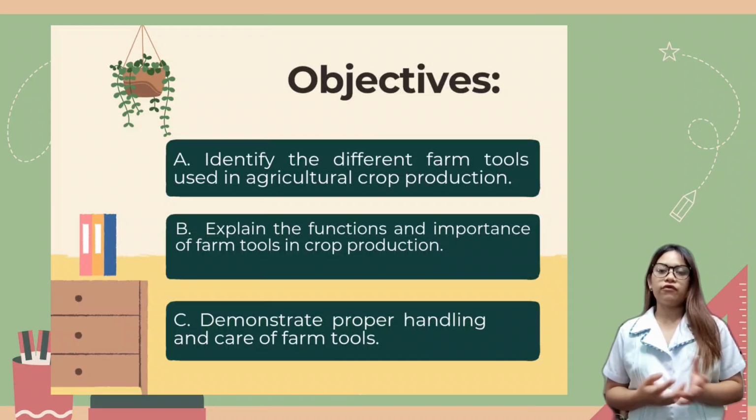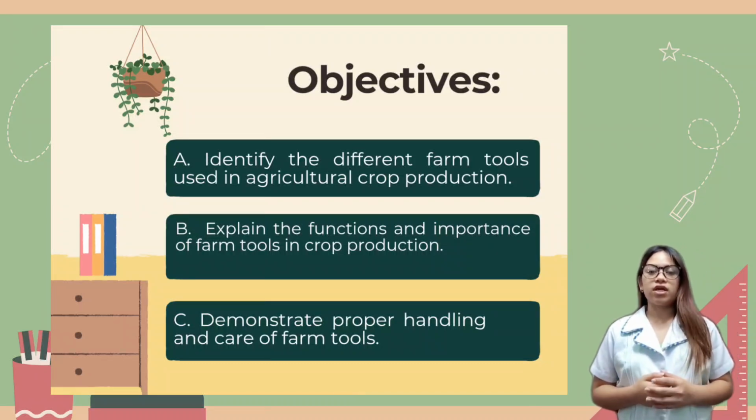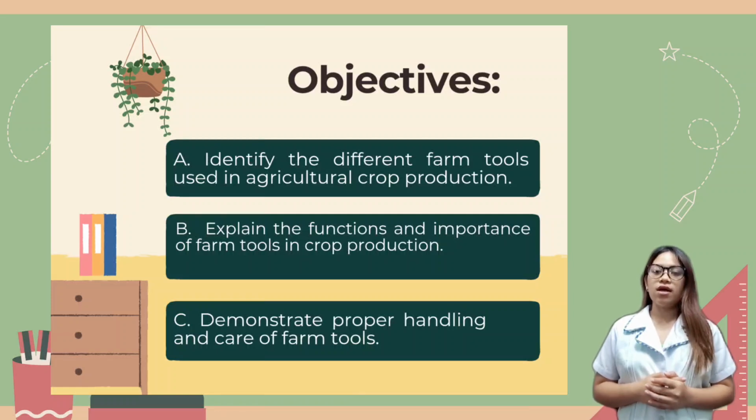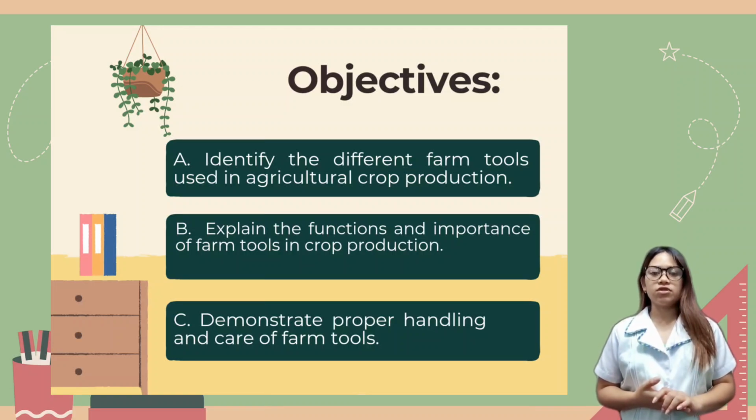But before that, let me introduce to you first what would be our learning objective. So, at the end of the lesson, first is identify the different farm tools used in agricultural crop production. Second is explain the functions and importance of farm tools in crop production. And third is demonstrate proper handling and care of farm tools.